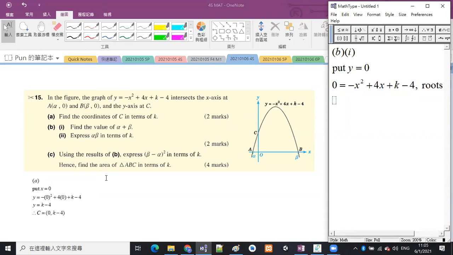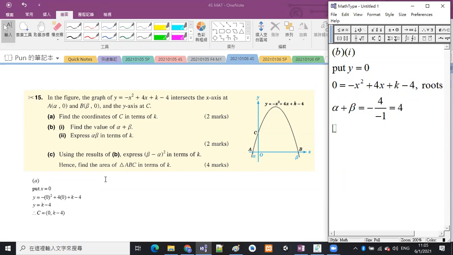Finding alpha plus beta means finding the sum of the roots. Sum of roots is equal to negative b over a. In this case, a is negative 1, b is 4, and c is k minus 4. So negative b over a is just negative 4 over negative 1, and the answer is equal to 4. That is the answer of B1. Can you get this?